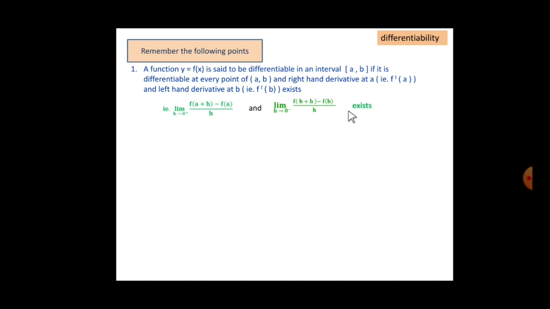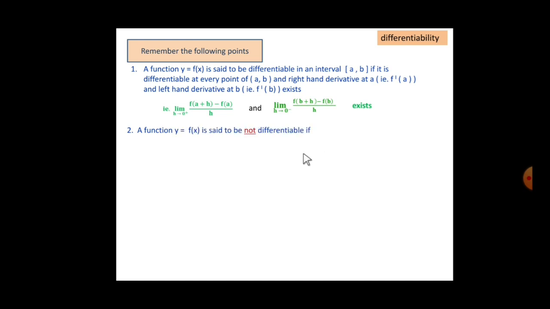Between a to b, for all the numbers it should be continuous, and at the end points, the right hand derivative of the first point and the left hand derivative of the second point should exist.